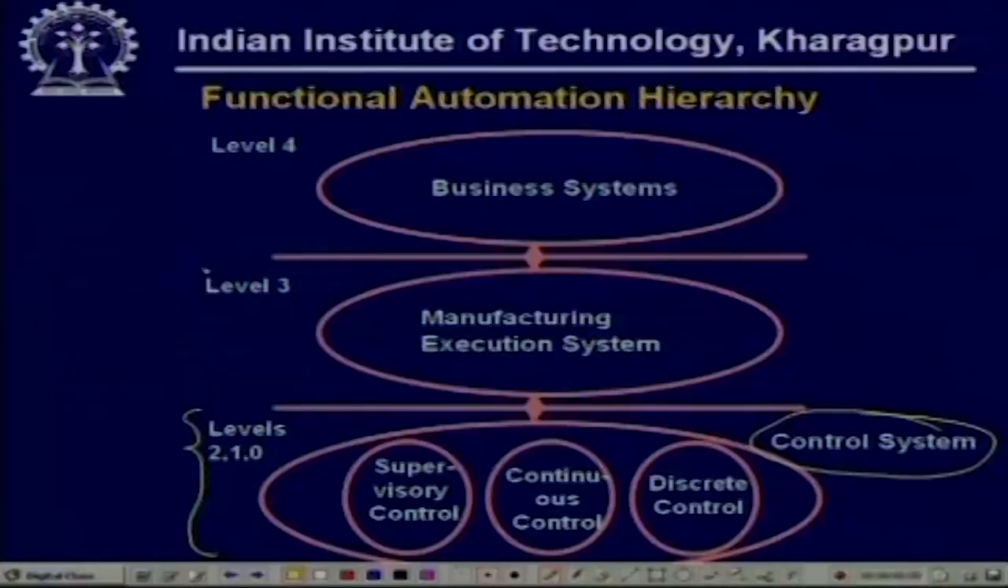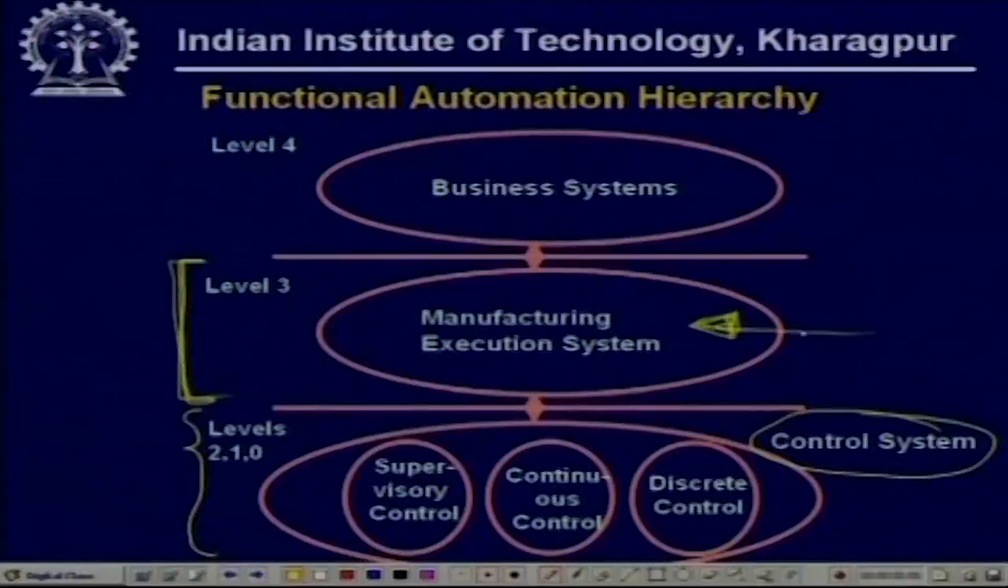Beyond that, you have level 3, the computing systems which support these and do the kind of computation that is required, called manufacturing execution systems, which plan production, check resources, track how a particular order is being produced, take care of quality, etc. So such systems are the manufacturing execution systems. They are basically interfaces between the business and the engineering systems.